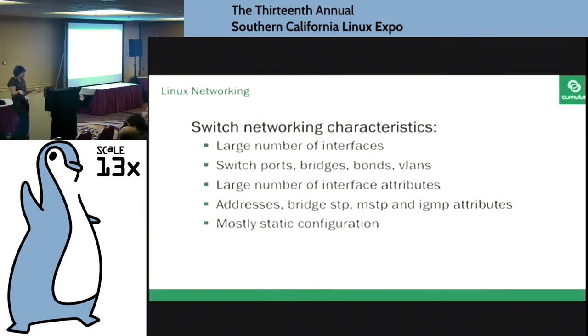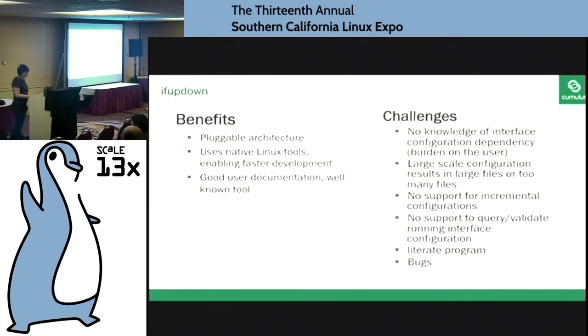So, in switches, right, you've got a lot of interfaces. You have ports, bridges, bonds, VLANs. There are all these different interface attributes. You have IP addresses, bridge configuration, spanning tree. I know everyone hates spanning tree, but sometimes it is useful or needed. IGMP. And usually it's a static configuration. You usually aren't using DHCP on your switches. You can, but it's usually not. And everyone knows ifupdown, what I've just been talking about.